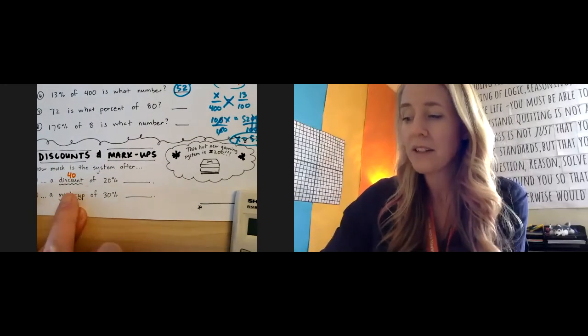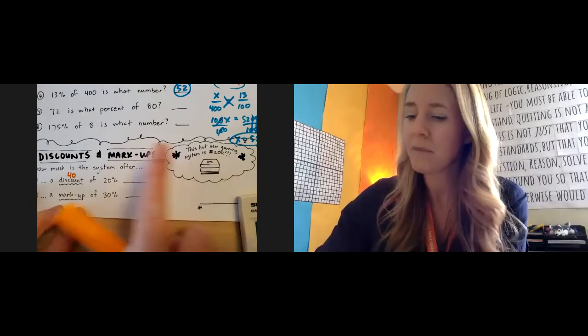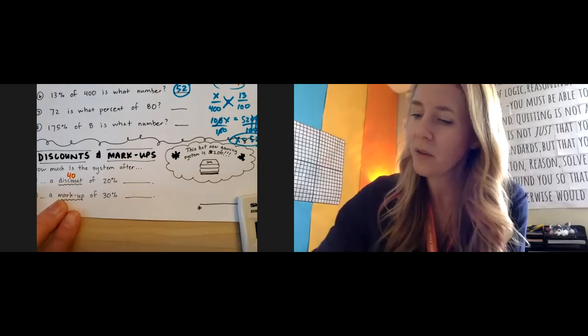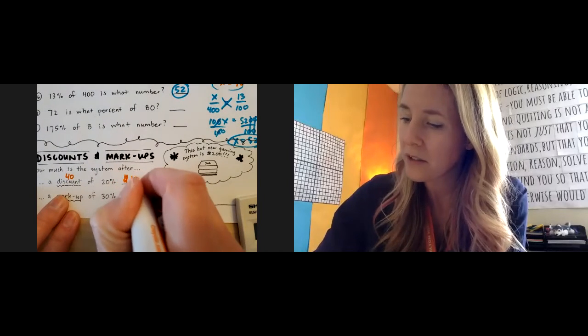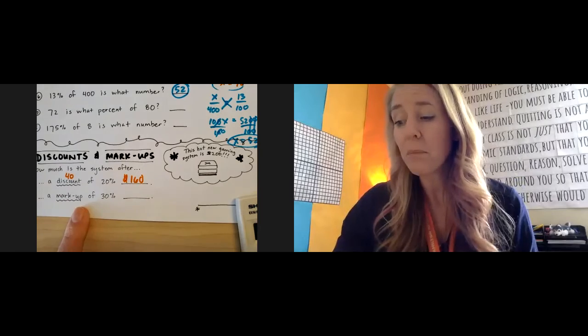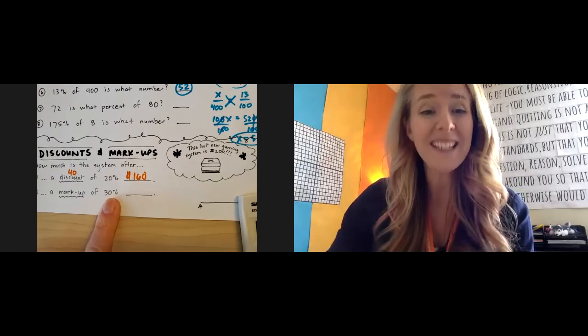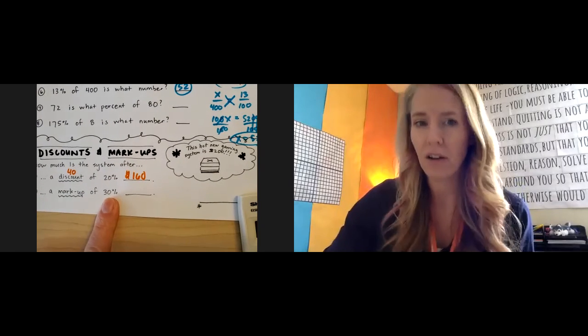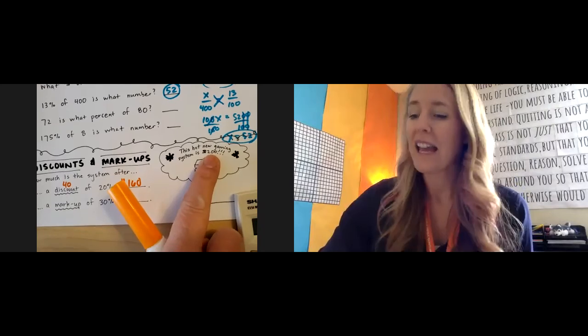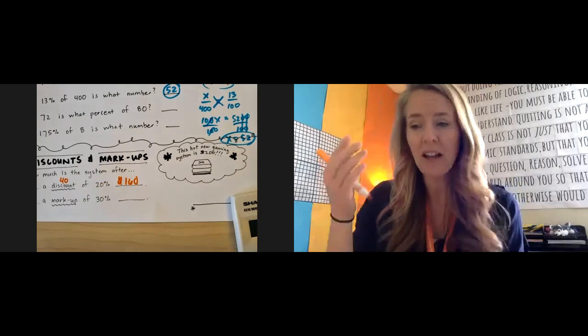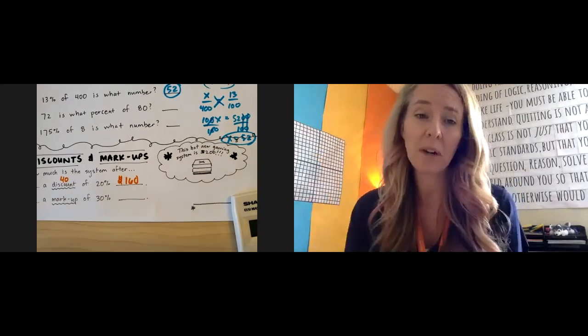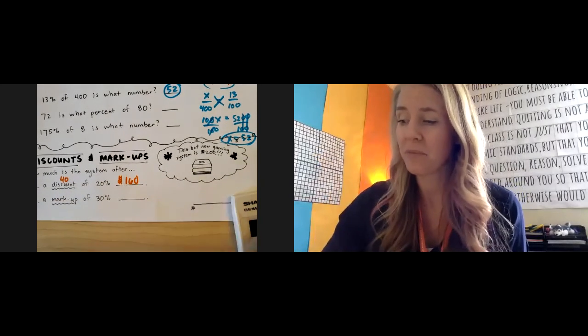So all I have to do now is take that $200 and I'm taking away $40. So that leaves me with $160 left. If I want to do the markup, I'm going to find out what is 30% of $200 and I'm going to add it because I marked it up. So the words discount and markup make all the difference on those kinds of problems.